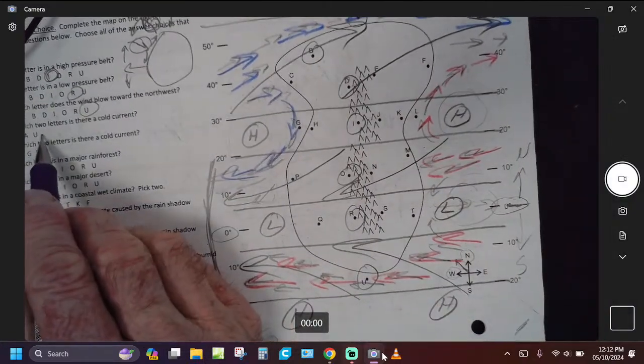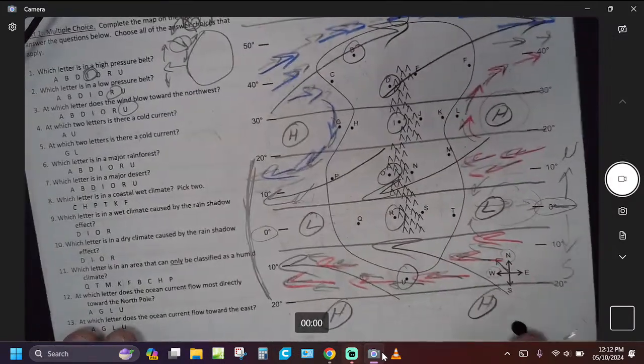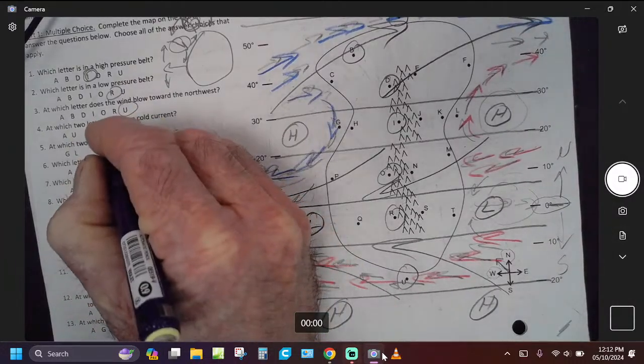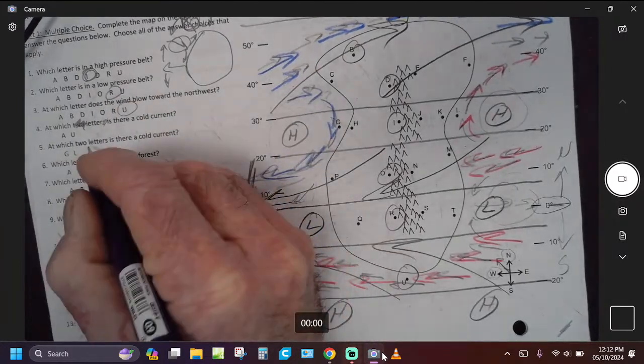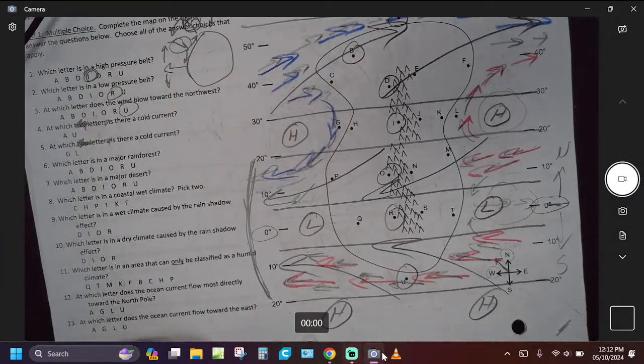At which two, yeah, what's going on there? I think it should say at which letter. So there aren't two. At which letter is there a cold current? And here it should say at which letter is there a cold current?